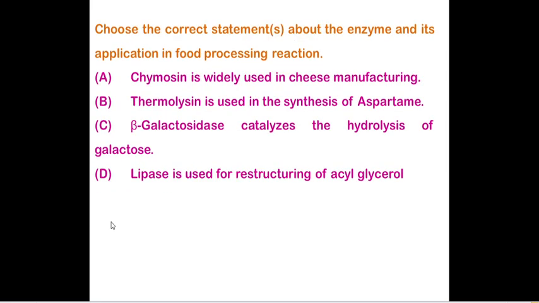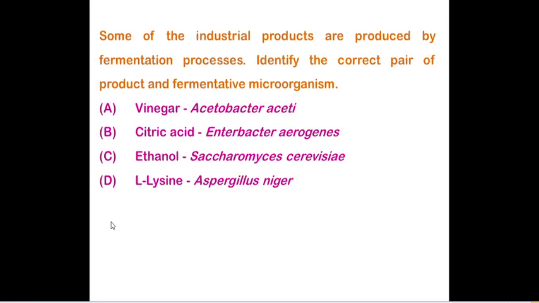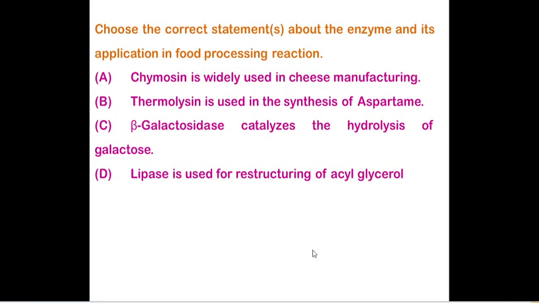Next thing, choose the correct statement about the enzyme. Sorry. The next question is choose the correct statement about the enzyme and its application in food processing technology. So the first thing is that chymosin, which is used widely in cheese manufacturing, is correct. Thermolysin is used in the synthesis of aspartame. It is also correct. Option C is incorrect because beta-galactosidase is the enzyme that catalyzes the hydrolysis of lactose, but here they had given galactose.